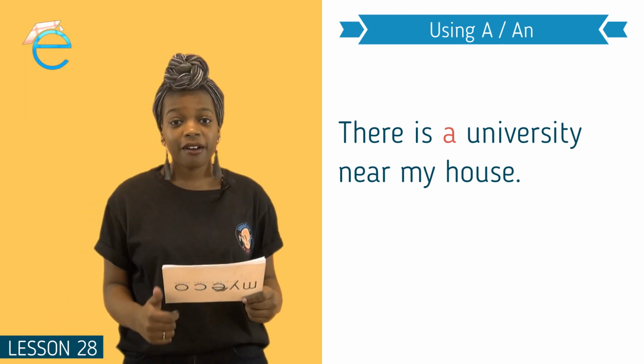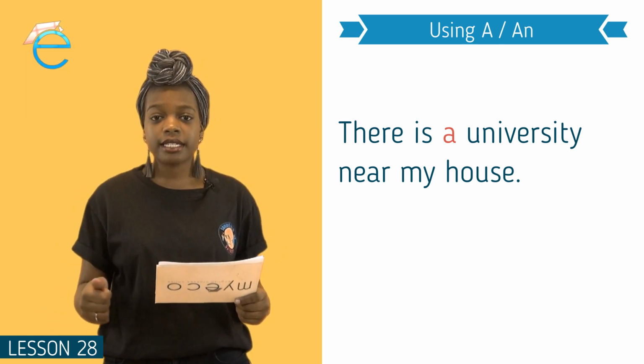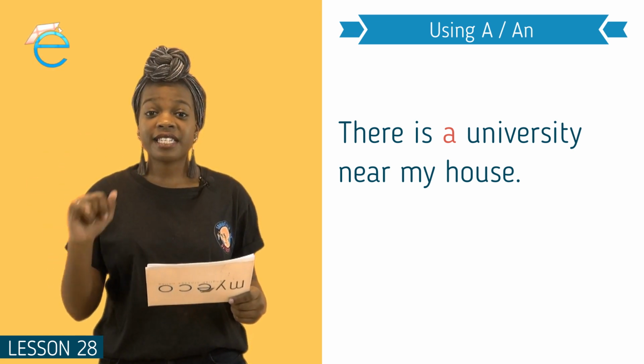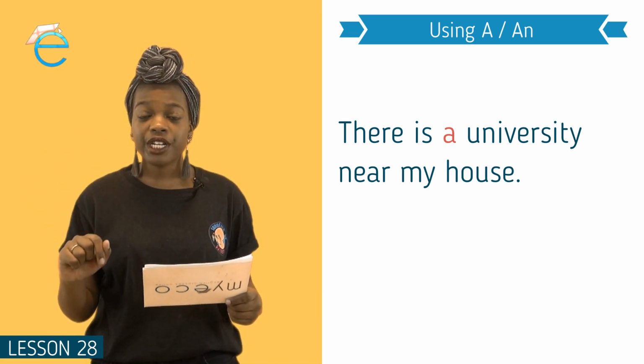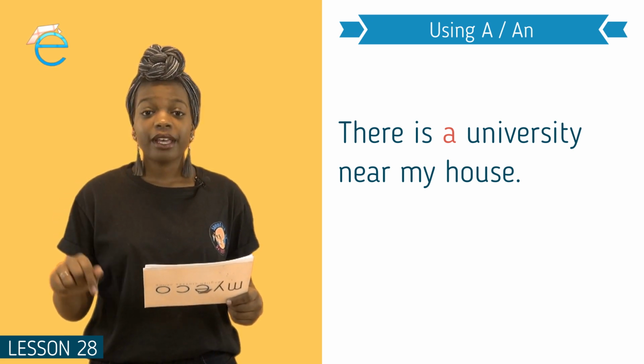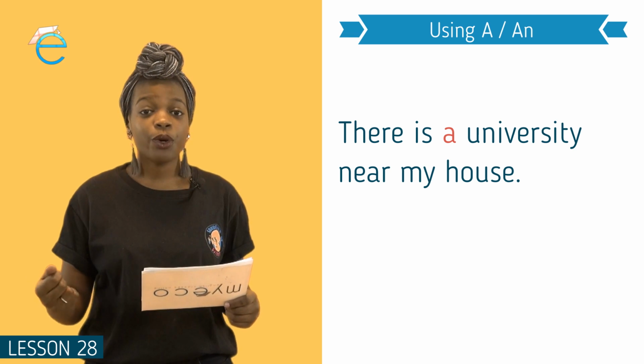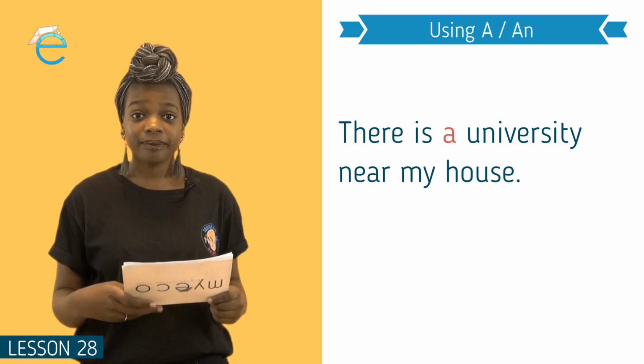So, when we think about vowels, think about two things, spelling and sound. If it sounds like a vowel, then we're going to use an. If it doesn't sound like a vowel, and if it isn't spelled like a vowel, we're going to use a.